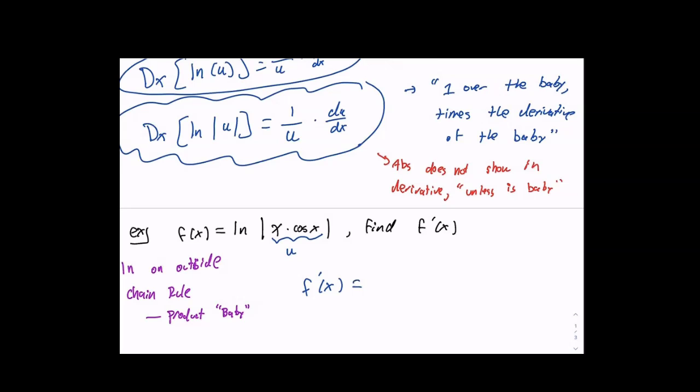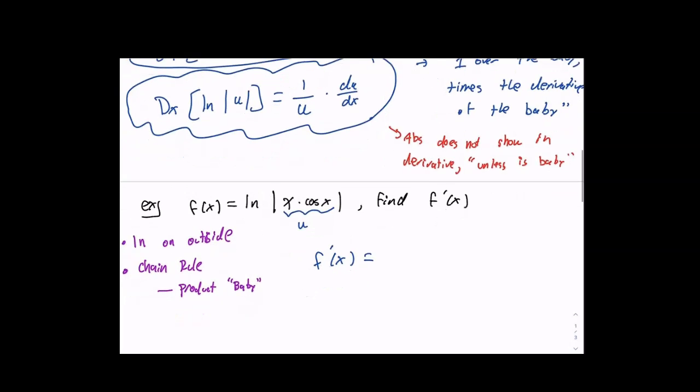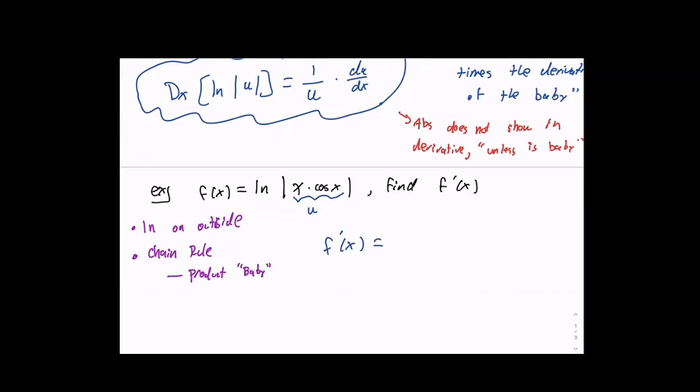So what do we get? The baby is x cosine x. Maybe 1 over x times cosine of x. And then you keep the baby. I like to write it like this because I know we're still learning. I'll write the x cosine of x again, but then I'll put the little prime times the derivative of that.